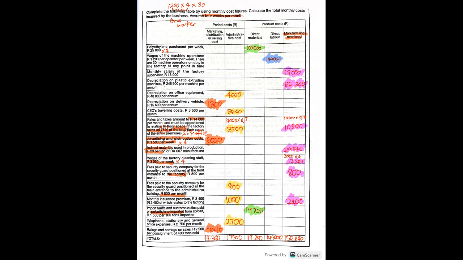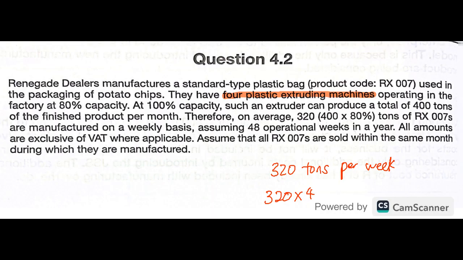Oh, the 320. Okay, so the 320 came from here. They had said on the previous page, with the information, that the company at 100% capacity produces 400 tons for the week. And I did ask you to please ensure that you change that word. It's in your textbook, this example, question 4.2. So you would change the word month here to week. So at 100% capacity, they're producing 400 tons.